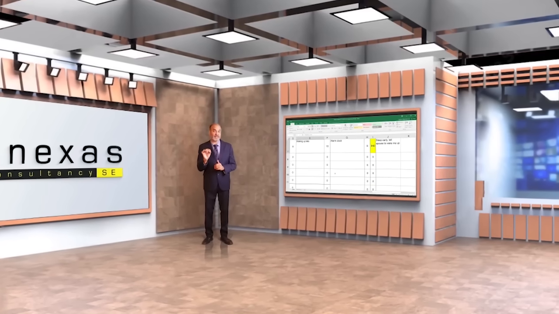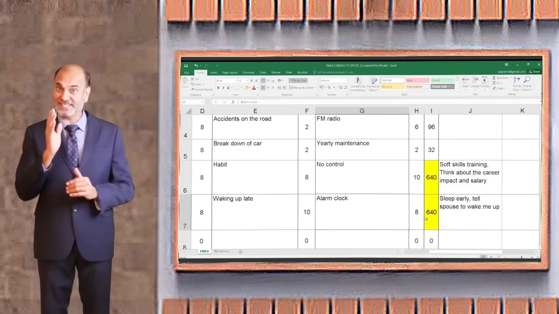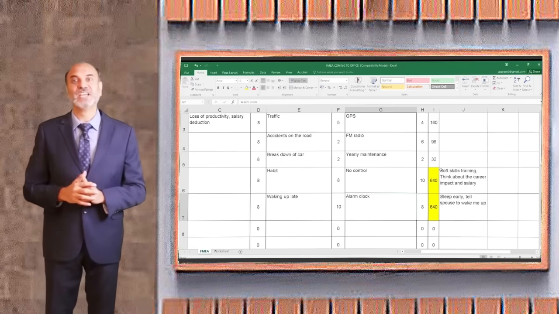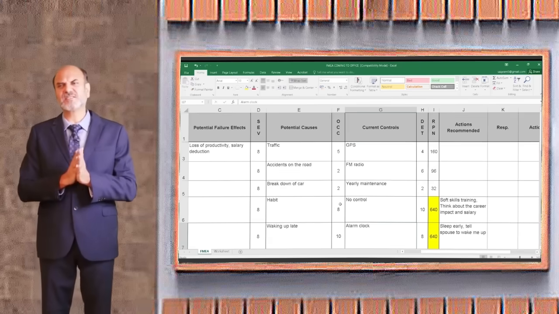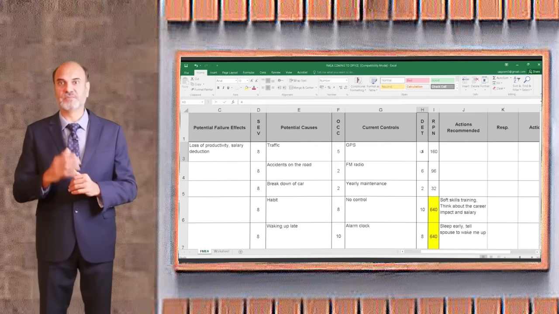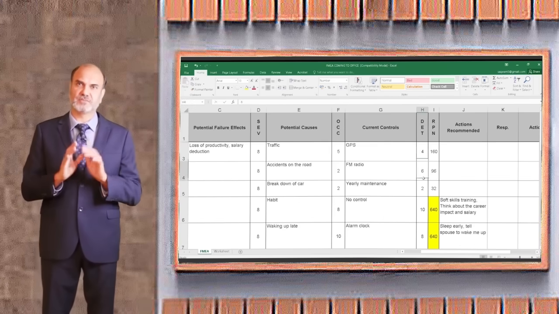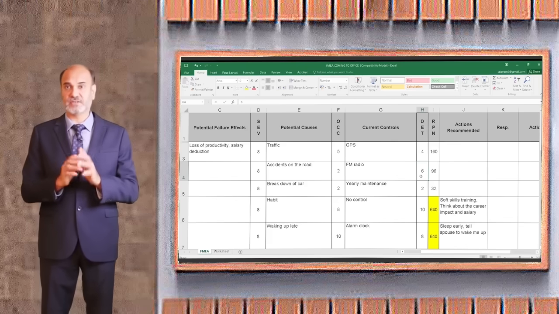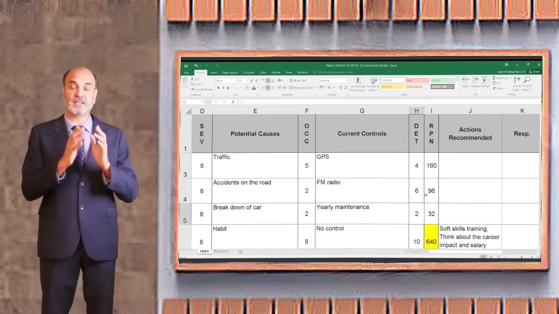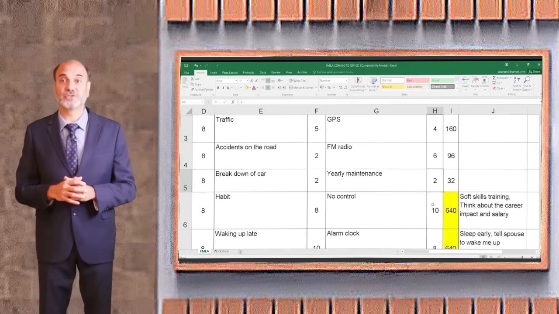Now I am going to rate each of the current controls. If the control is good, I will rate it as 1. If the control is bad, I will rate it as 10. So GPS is able to take care of this problem, and I'm going to give it a rating of 4. Then comes the accidents on the road. FM radio is able to give me good information, so I gave it a rating of, say, 5 or 6. And to take care of the breakdown of the car, I have a yearly maintenance schedule and it's a really good control. So I'm going to give it a rating of 2.